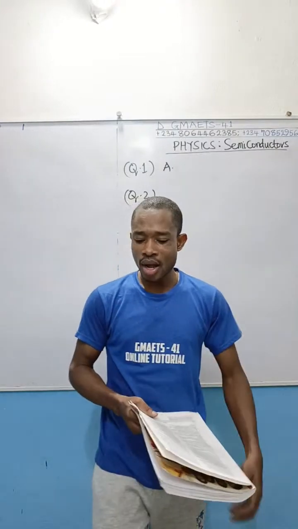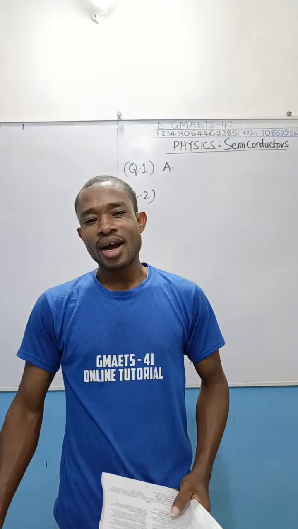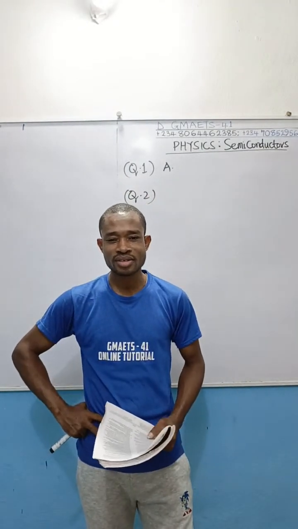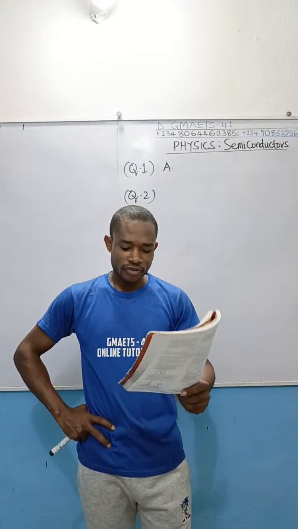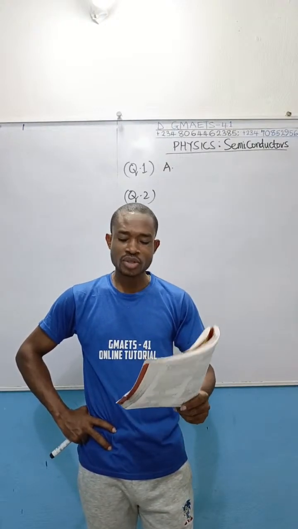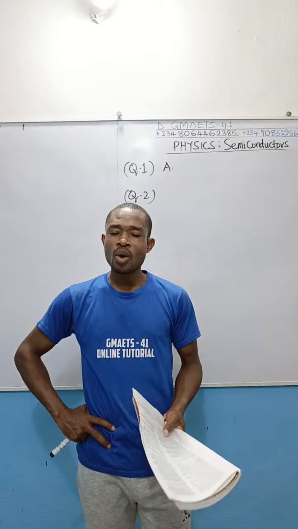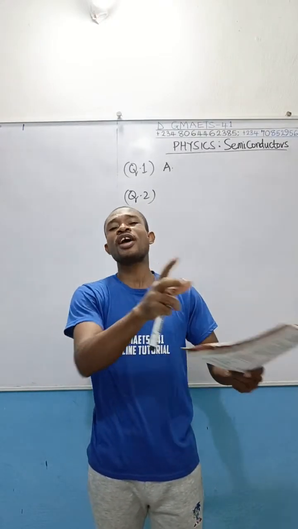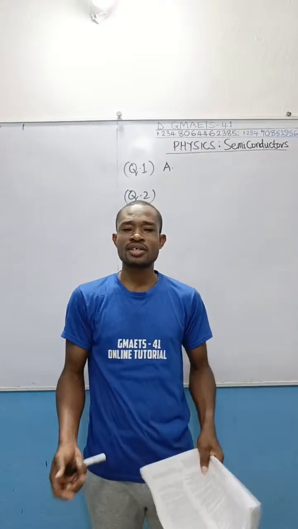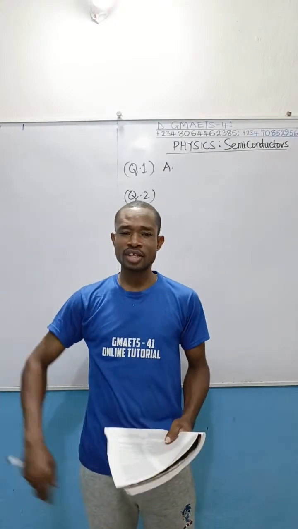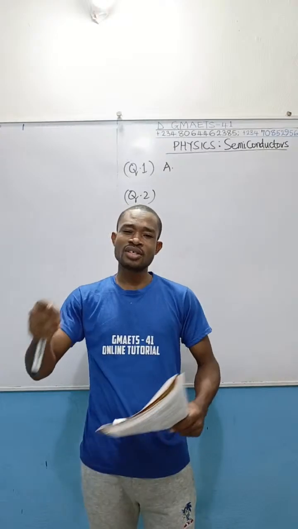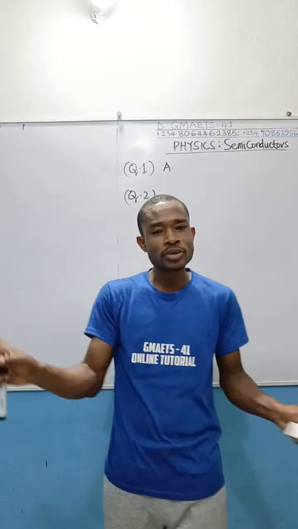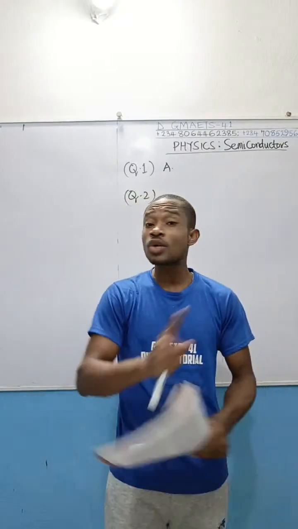I wonder why they would put A and D in this format. This question is tricky, because if you add trivalent impurity to a semiconductor, what will happen? The number of valence electrons, which are the free electrons in that semiconductor, will decrease because it will lose electrons. And once it loses, we say we have more holes.